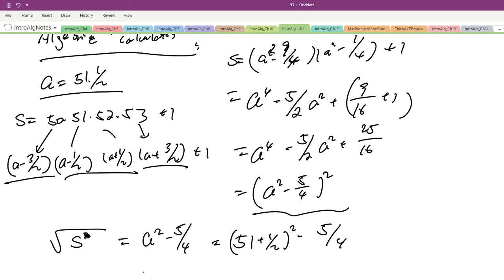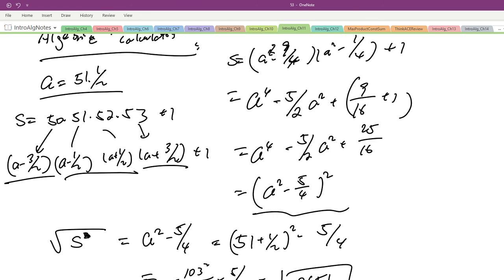Okay, so now let's see. Okay, so you can calculate it is 4 to the 103 of the square minus 5/4. Final answer will be 2651.